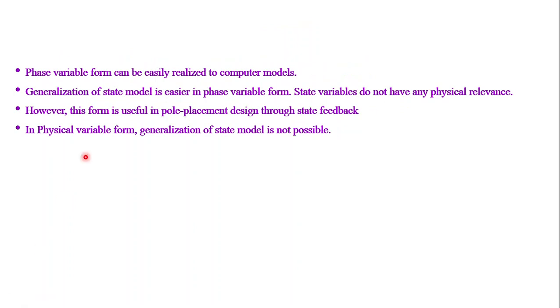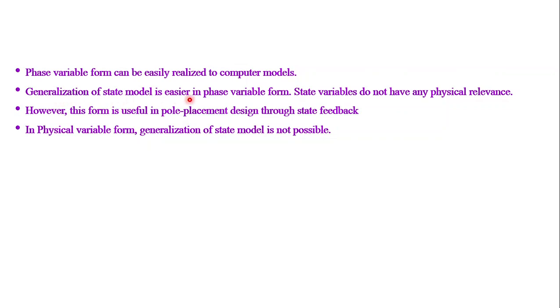See, the phase variable form, whether it is part 1 or part 2, that is with zeros or without zeros, can be generalized to computer models. We know very well that in the phase variable form, in the system matrix A, the last row will be the negative of the coefficients of the characteristic equation written in the reverse order. Similarly, the elements just above the diagonal will be unity, and the remaining elements are zeros. So that form can be easily realized by simulation using the computer.